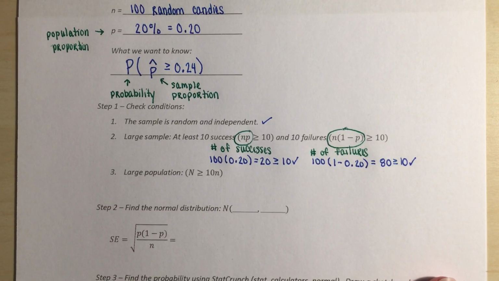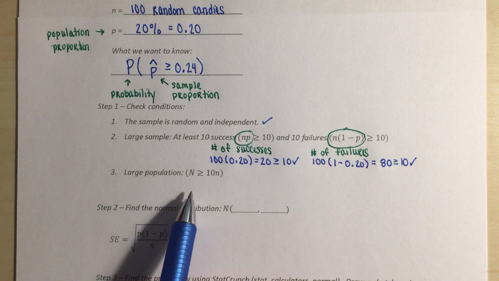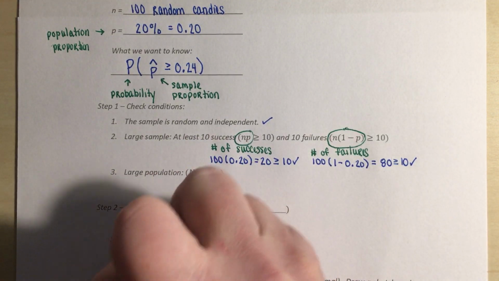All right, condition 3 is that we have a large enough population. So our population is capital N. Capital N is all M&M candies.